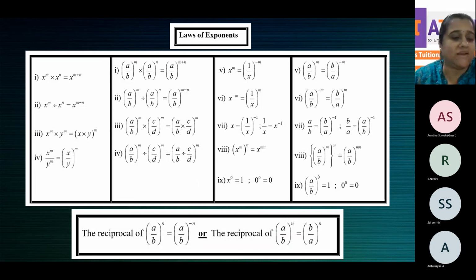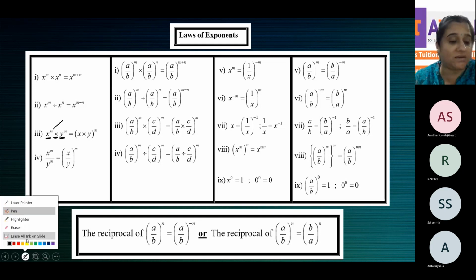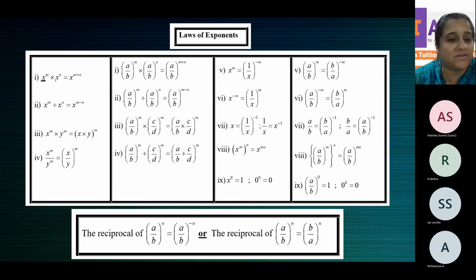Look at the next rule, the third rule. The bases are different, x and y, and it's multiplication. Sorry, the powers are the same. Here in the earlier case the base was same and the powers may be different. Here the bases are different, but the power is the same.